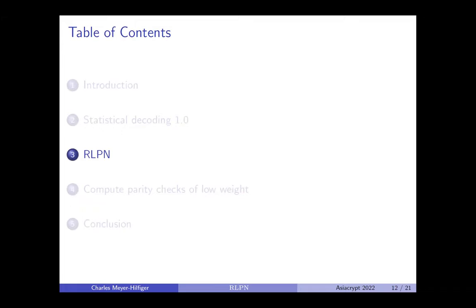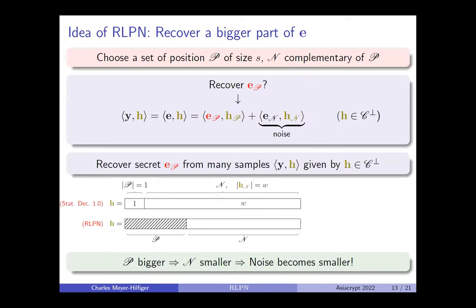So now we are ready to present RLPN. The main idea of RLPN is, instead of recovering one coordinate of the error at a time, we will try to recover many coordinates of the error at a time. For example, here I will choose a set of positions P of size S, and I will call N its complementary. And I will try to recover E_P.